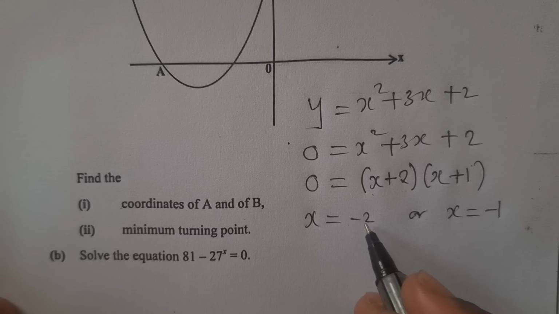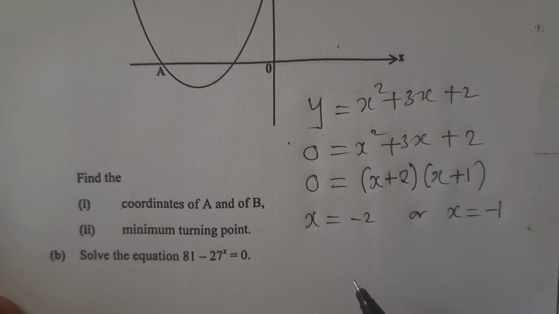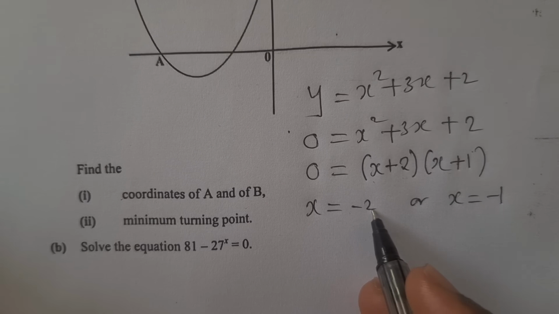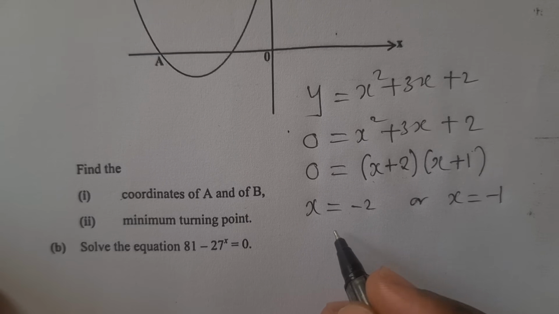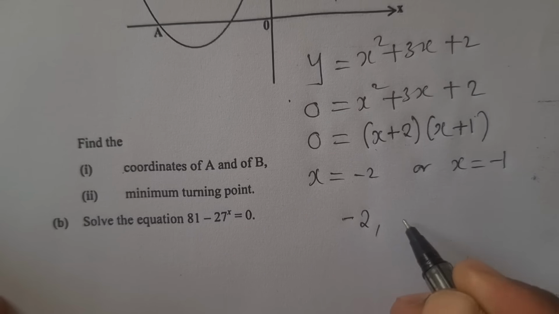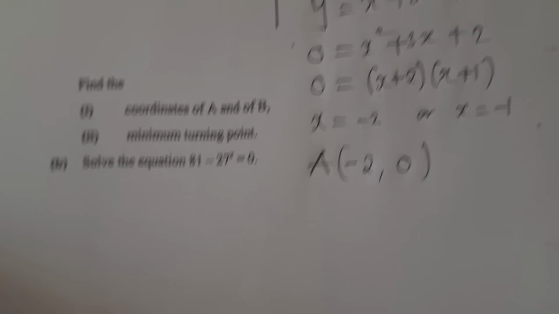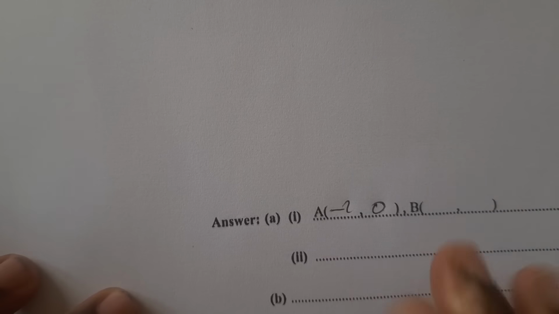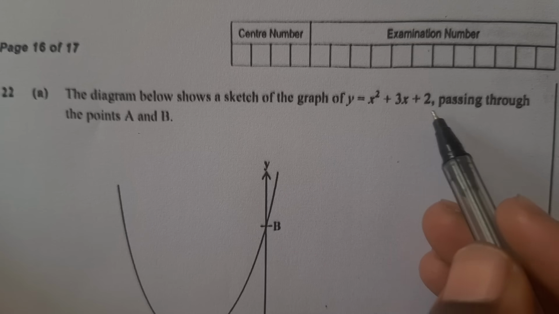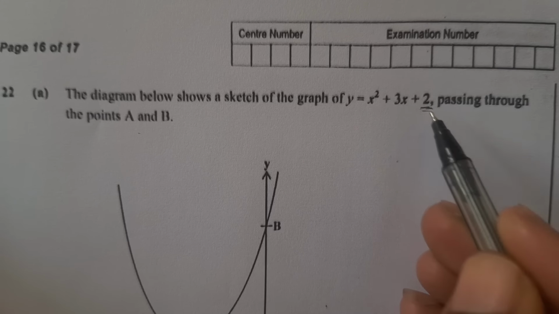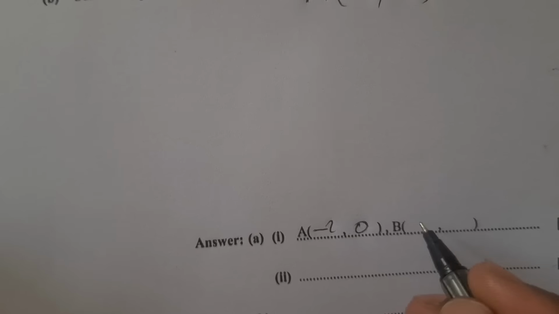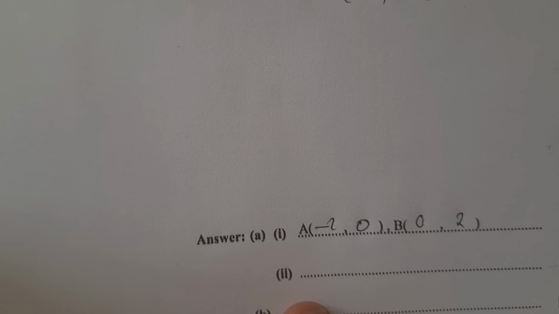Now when you look at these, which one do you think can give you point A between these two? It's -2. So -2, 0 is my point A. For B, you don't even need to stress yourself. Just get the number which is here. So it will be 0, 2. Okay, so that's 0, 2. We go to the next question.